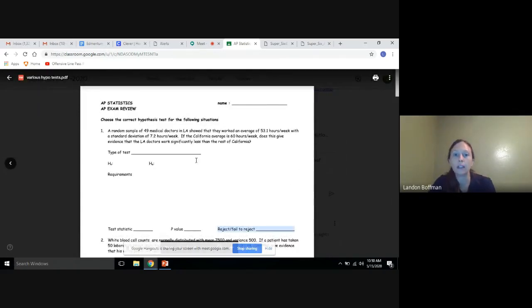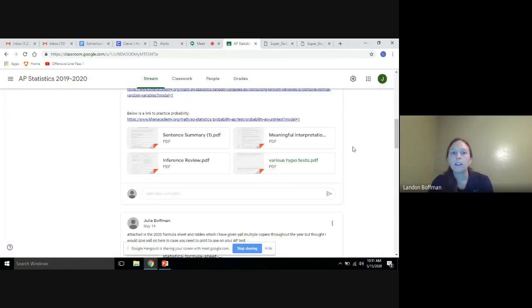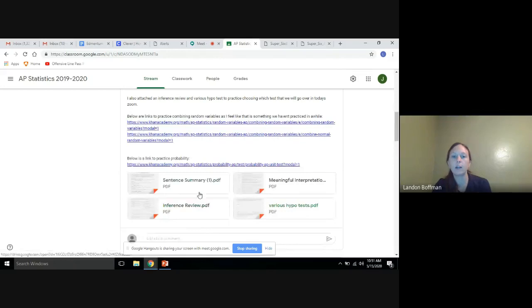This is not required, but if you feel like you need more practice on inference, I would suggest doing that. And I will post the answers, or if you just reach out to me after you do it, I'll send you the answers. Either one, just let me know. So that's if you feel like you need help with inference.